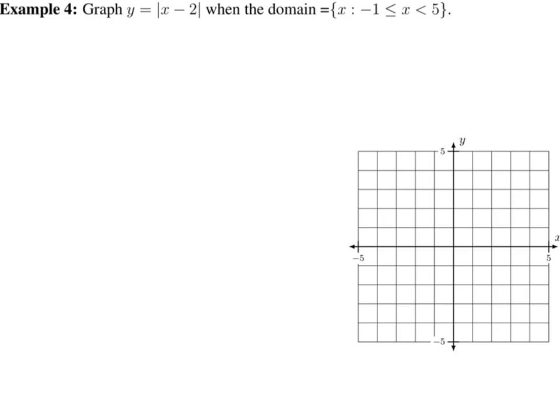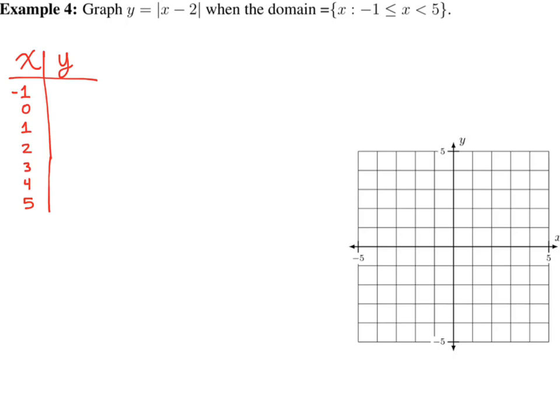Boom, graph y equals absolute value of x minus 2, and then the domain is from -1 to 5. Now, I'm going to say that again. The domain is all the x's such that -1 is less than or equal to x less than 5. So that's all the numbers between -1 and 5. But notice x gets to be -1 when it's feeling down. It does not get to go all the way up to 5. But still, we'll go ahead and make ourselves a little xy chart.